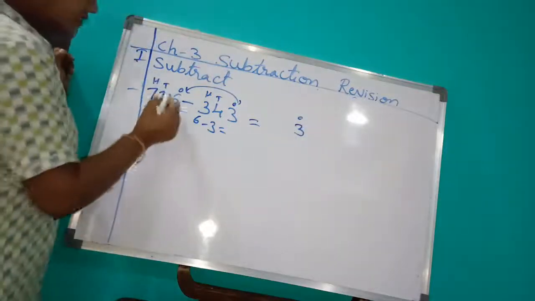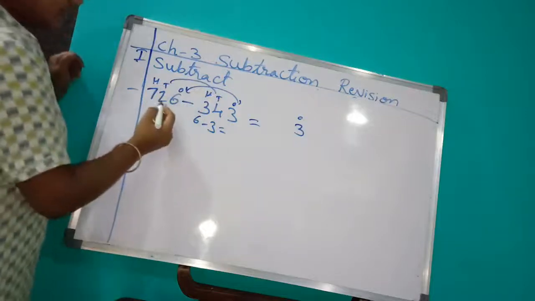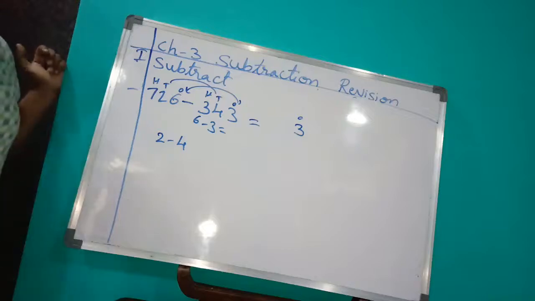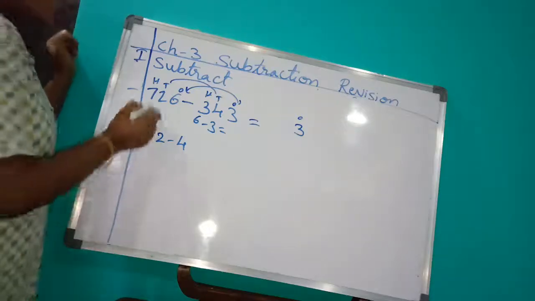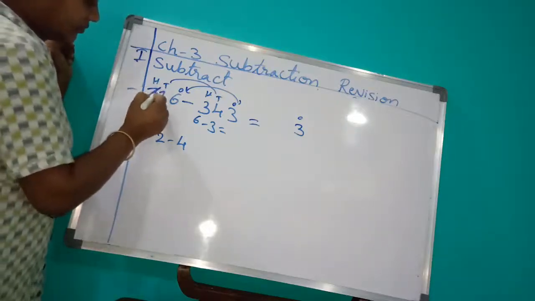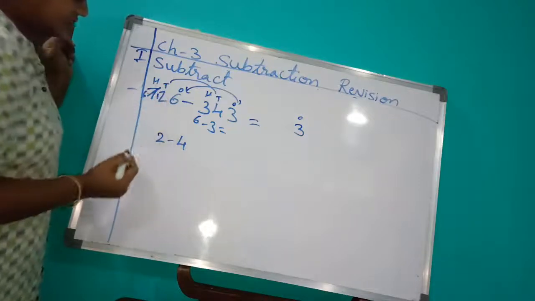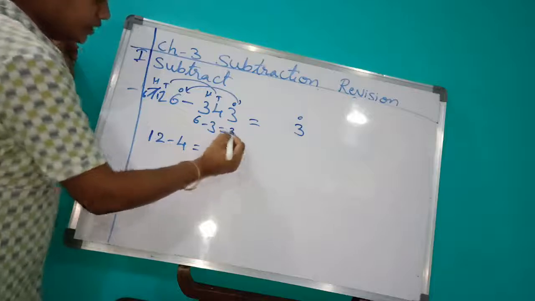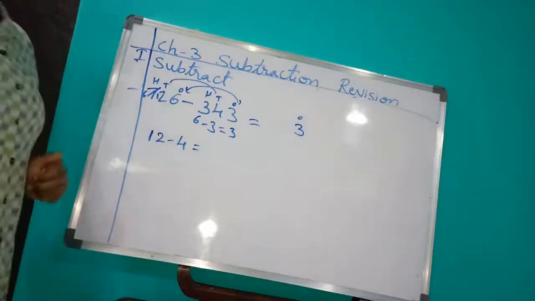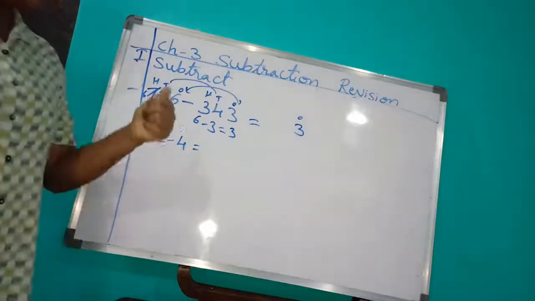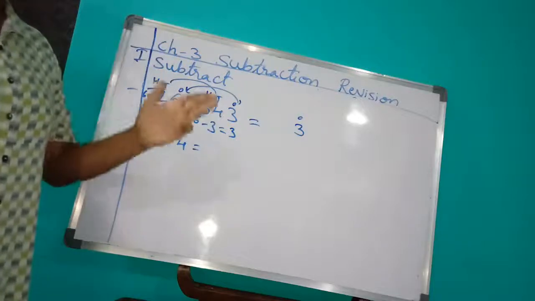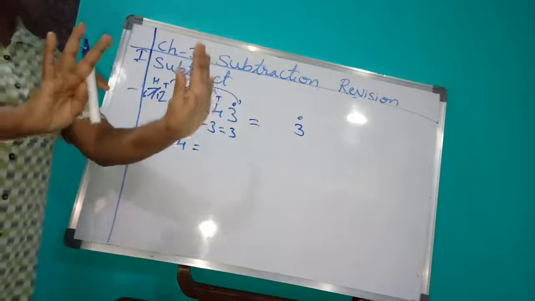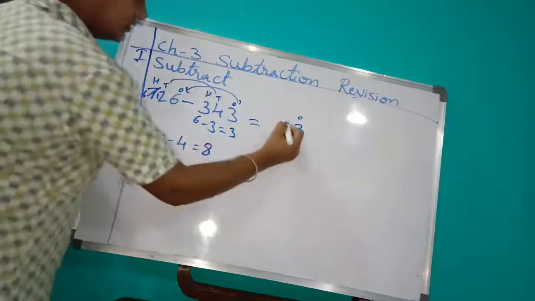Next, in the 10's place you should minus. Here 2 is there, here 4 is there. In that 2, will 4 go? No. What do you have to do? You should take borrow from here. Here 12, here 6. 12 minus 4. 4 after up to 12 you should count. 4 after 5, 6, 7, 8, 9, 10, 11, 12. How many fingers? 8.